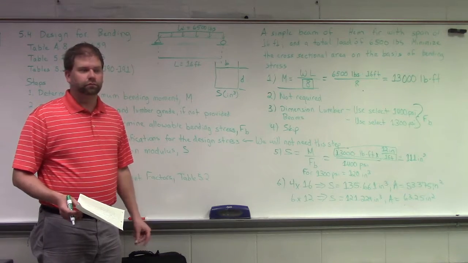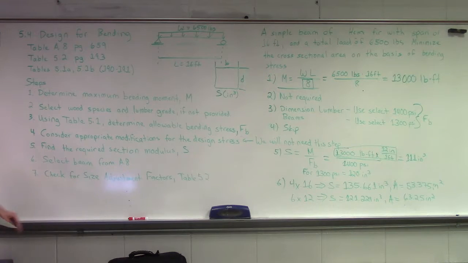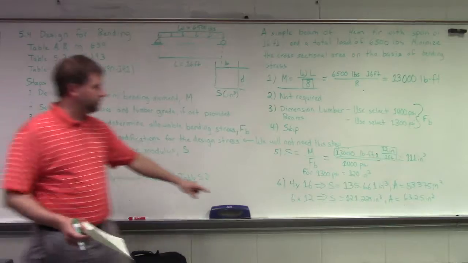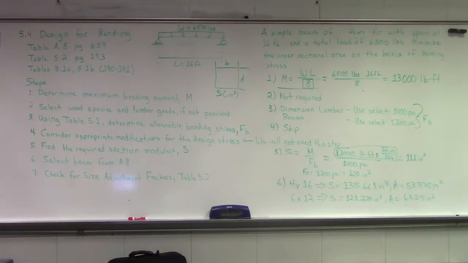So now don't we have to go to 5.2? Are we done? Yeah, then you have to go to table 5.2 and see if you need to adjust any of your numbers based on the size of that member. Table 5.2, page 193, gives you size adjustment factors for these items, based on your grade.